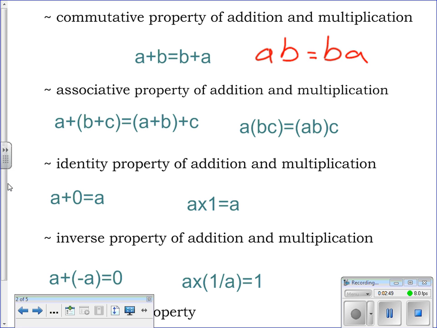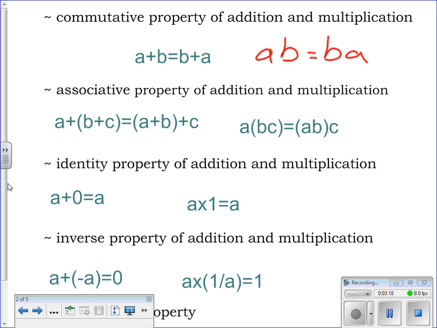Notice that the commutative property is true for addition and multiplication. The commutative property does not work for subtraction. 3 minus 2 does not equal 2 minus 3. Addition's commutative, subtraction is not. Same thing for division. 2 divided by 3 is not equal to 3 divided by 2. It works for multiplication and addition.